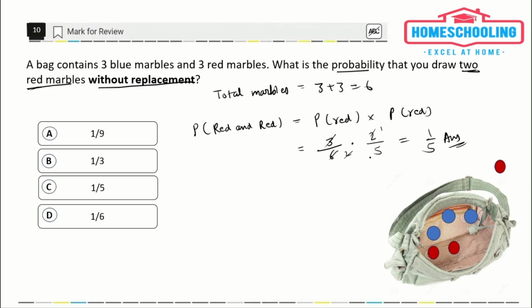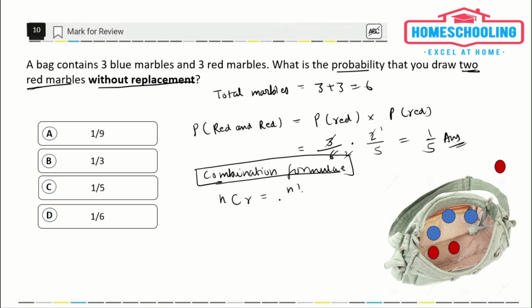There is one more way to solve these types of questions, by using the combination formula. The combination formula is nCr equal to n factorial divided by r factorial multiplied by n minus r factorial. So this is your combination formula. Let me show you how we can use this combination formula to find this probability. The probability of getting two red marbles, one after another without replacement, is favorable outcomes divided by the total number of possible outcomes. So favorable outcome is we have a total of 3. Let me put it back in the bag.